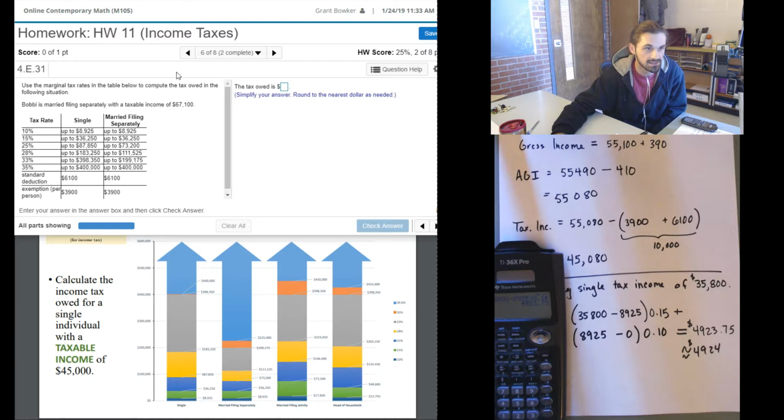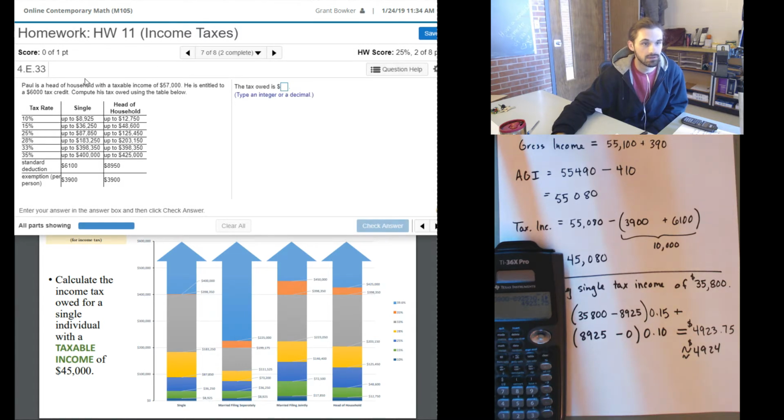So similar song and dance here. Bobby is married, filing separately with a taxable income of $67,100. So married, filing separately, that would be this bar graph. 67,100. 67 is going to land you towards the top of the 25% tax bracket. So anything in between 67,100 and 36,250 will be taxed at 25%. Everything in between 36,250 and 89.25 will be taxed at 15%, and from 89.25 down is taxed at the 10% rate. So same song and dance here.